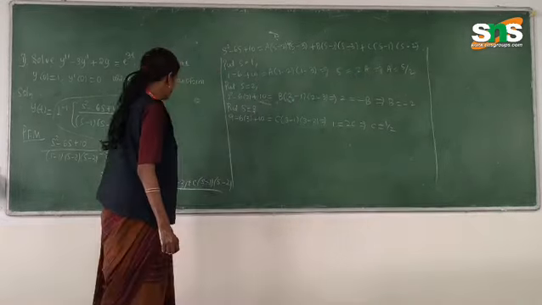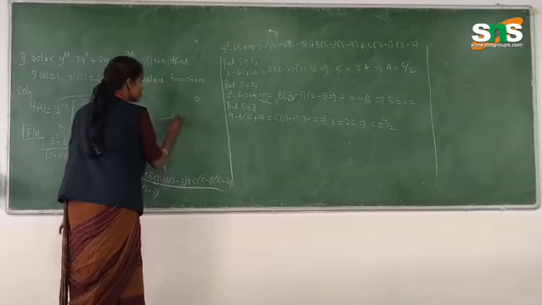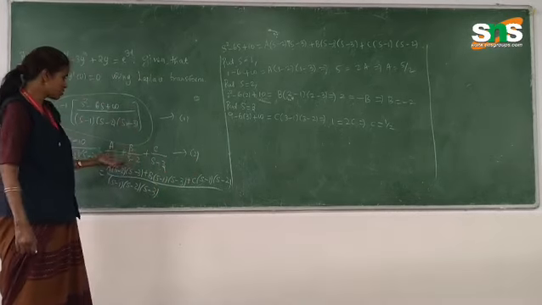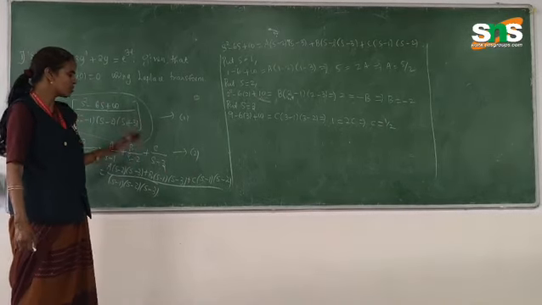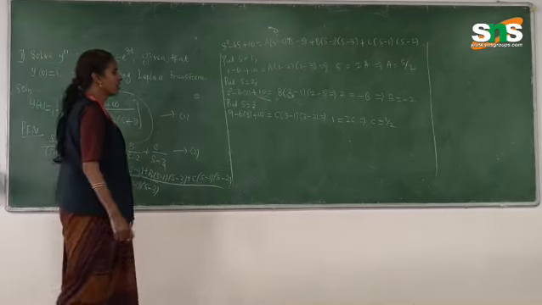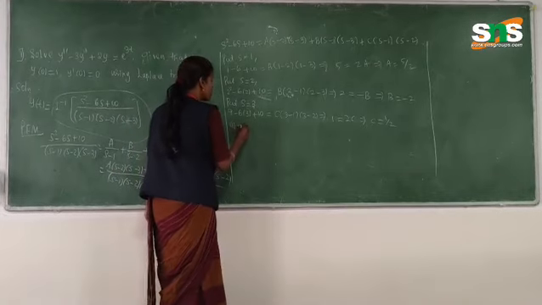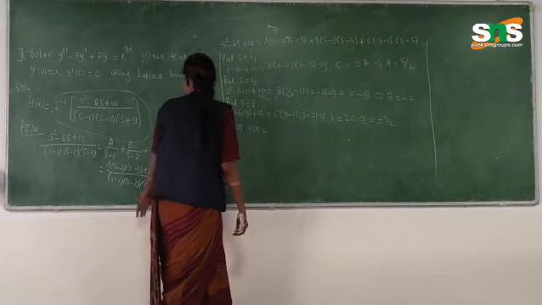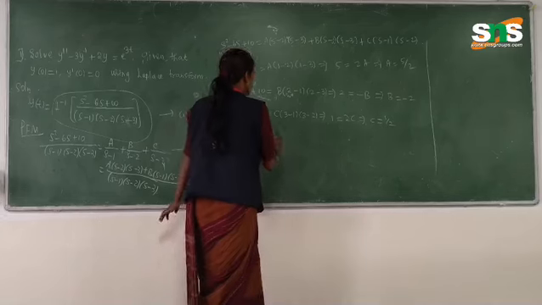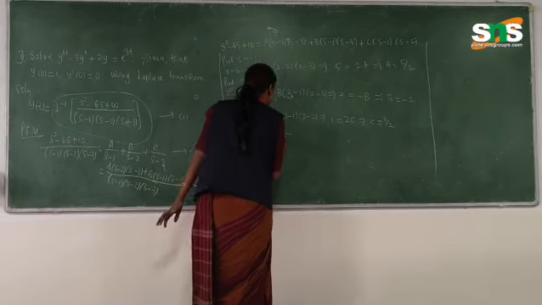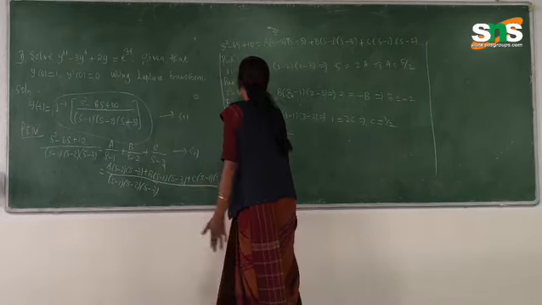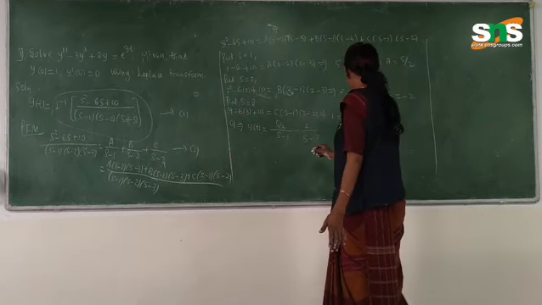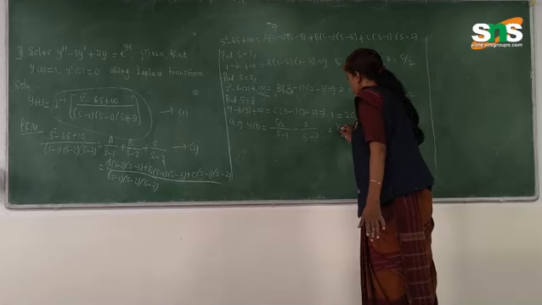Now, mark this one as equation number 1 and this one as 2. Equations 1 and 2 are both the same, so just replace the A value, B value, C value. So equation number 1 implies y of t equals, using the partial fraction method, A value is 5 by 2 by (s minus 1), and B value is minus 2 by (s minus 2), and C value is 1 by 2 by (s minus 3).